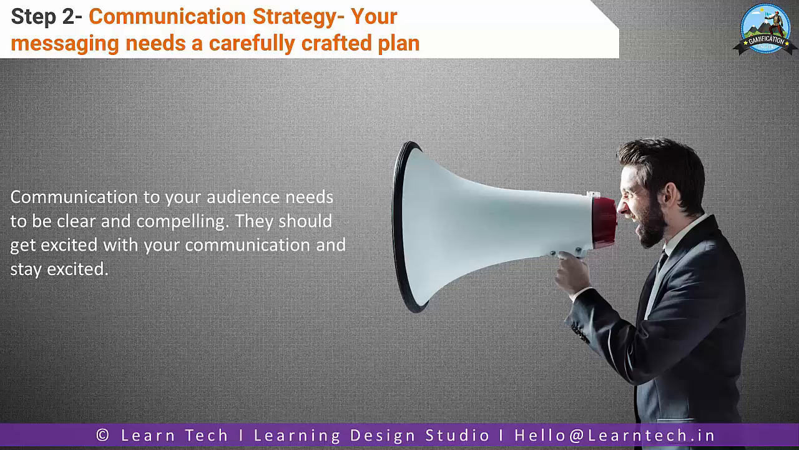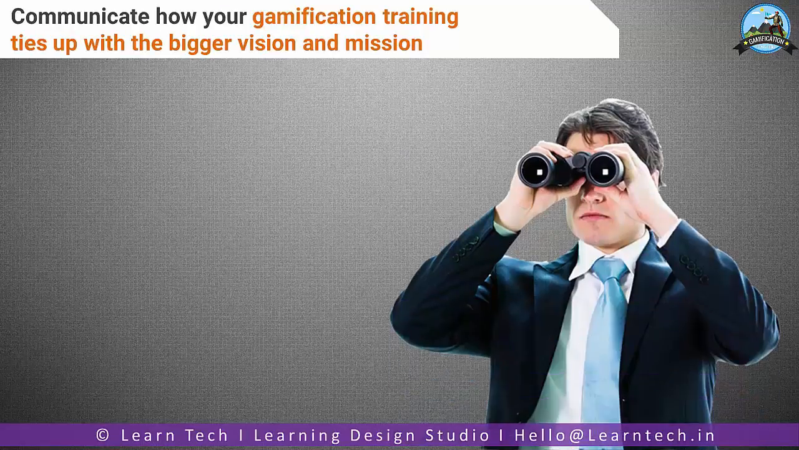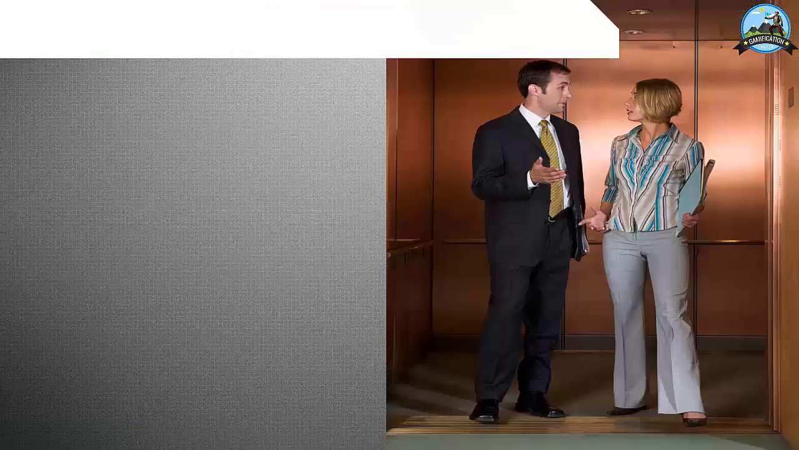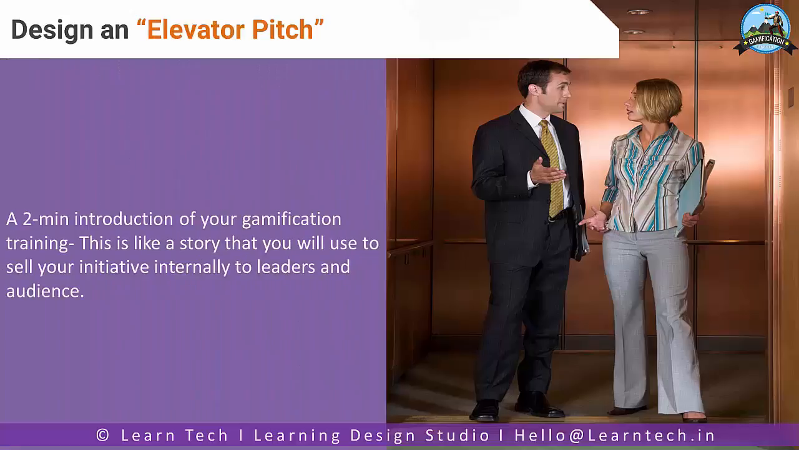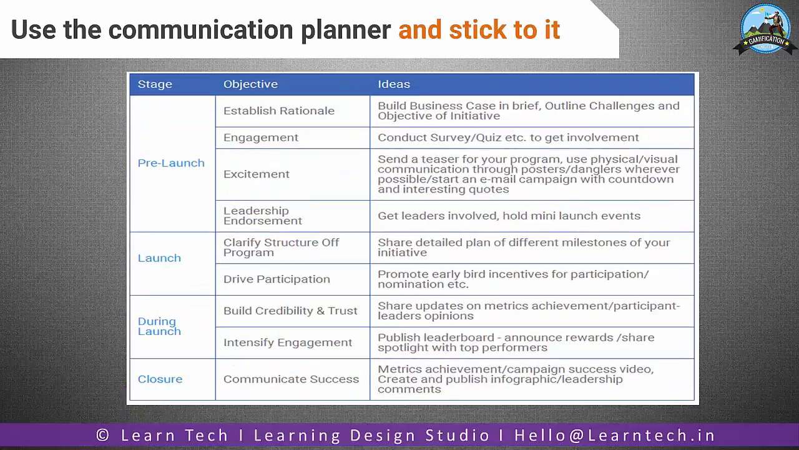Here are some ideas that will ensure that your campaign communication is set up for success. Communicate how your gamification training ties up with the bigger vision and mission. Aligning your campaign's overall impact with the organization's mission and vision should be clearly communicated to your audience. This way, the audience will be prepared to absorb all that you present to them. Design an elevator pitch, a 2-minute introduction of your gamification training. This is like a story that you will use to sell your initiative internally to leaders and audience. Use the communication planner and stick to it. Here is a plan template you can follow.